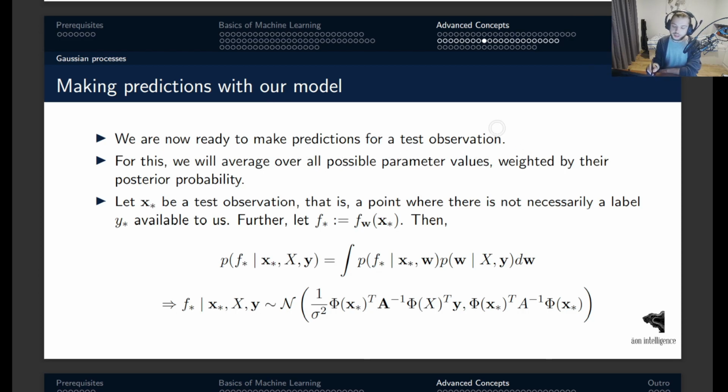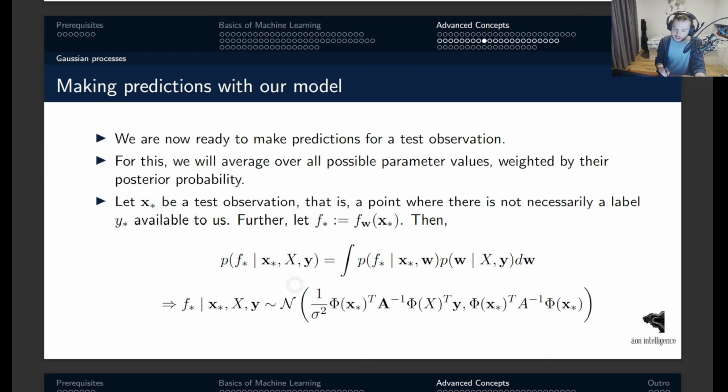So let's start with a single test observation. We will draw our prediction from another density that we will find shortly. It's this one. And to understand this density, let's first define this test observation, x star. It's one point where we don't necessarily have a label associated with it, this y star. And for notational convenience, let's define f star to be the prediction made by our parameterized model f_w, given the input x star. It's the prediction for the test observation.